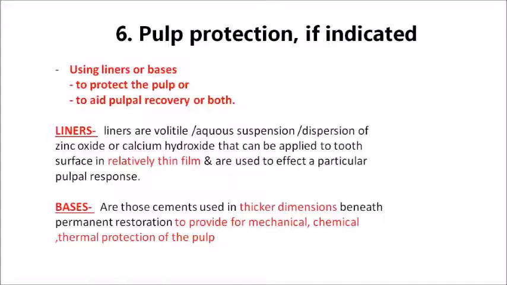Now similarly bases are there, but bases are those cements which are used in thicker dimensions, thicker than the liners, beneath the permanent restoration. Before placing the restorations, we are placing these bases, after which we are placing the restorative material so that the pulp can be protected more. So this provides mechanical, chemical, thermal protection to the pulp.